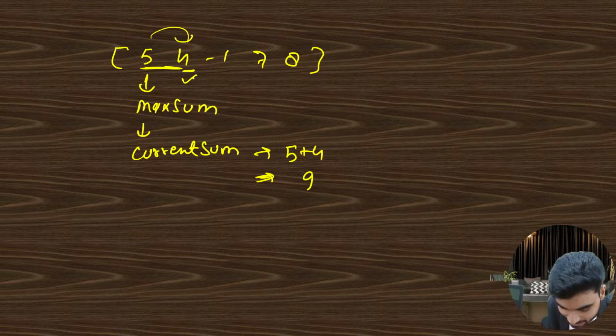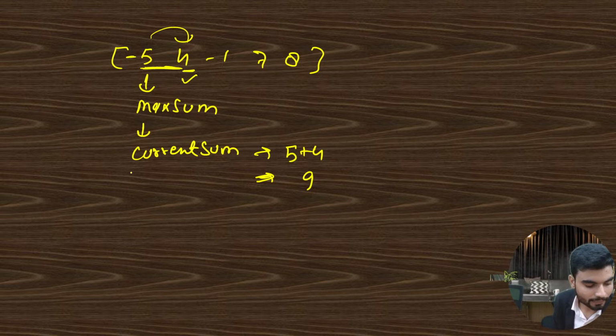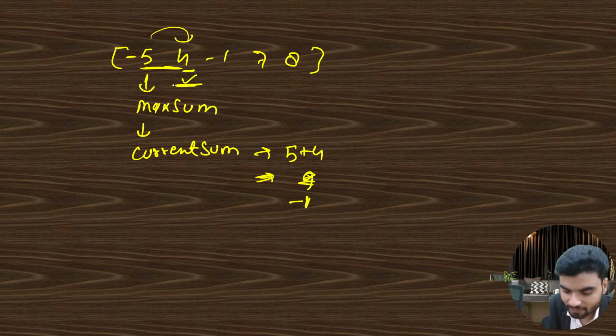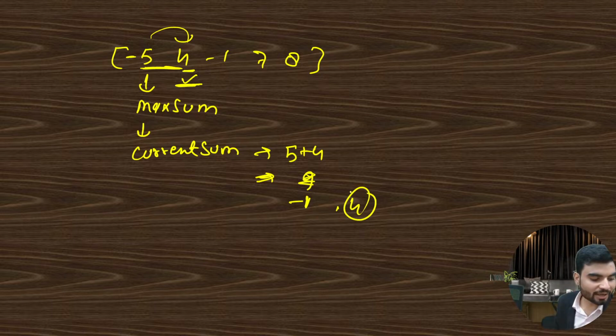Let's say I'm telling you this is not 5, this is minus 5. Previously we assumed minus 5 is the maximum sum and the current sum. Next time, the next element came to us and we got the addition, which is minus 1. But at this window, can we say 4 itself is a maximum sum? As compared to minus 1, 4 was greater. 4 could be a maximum sum. Yes or no?